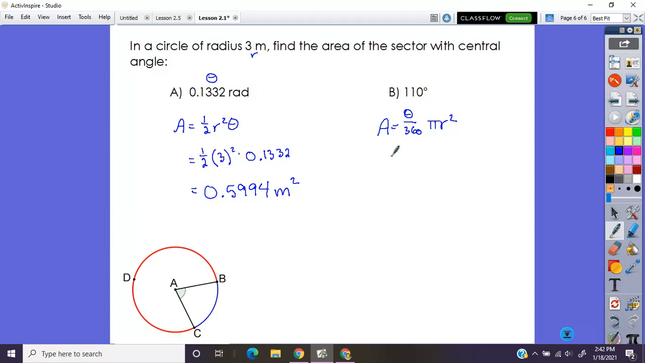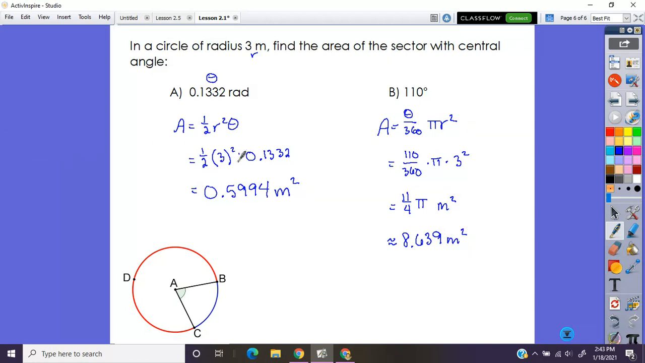And then over here, we'll set it up. We'll have area equals 110 over 360 times pi times 3 squared, which happens to be 9. So 110 divided by 360, and I'm going to take that times 9 so I can leave things in terms of pi for now. We'll have 11 over 4 pi meters squared, or I can go through and find what that is. I'd take 11 over 4 times pi, and we'll get an approximate answer of 8.639 meters squared.